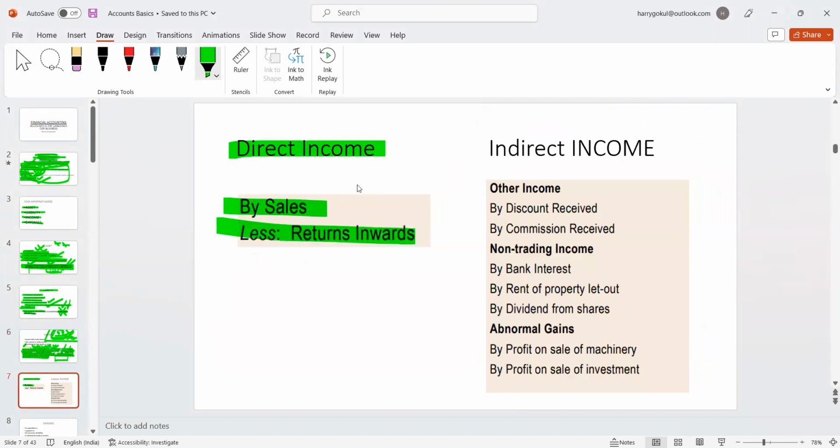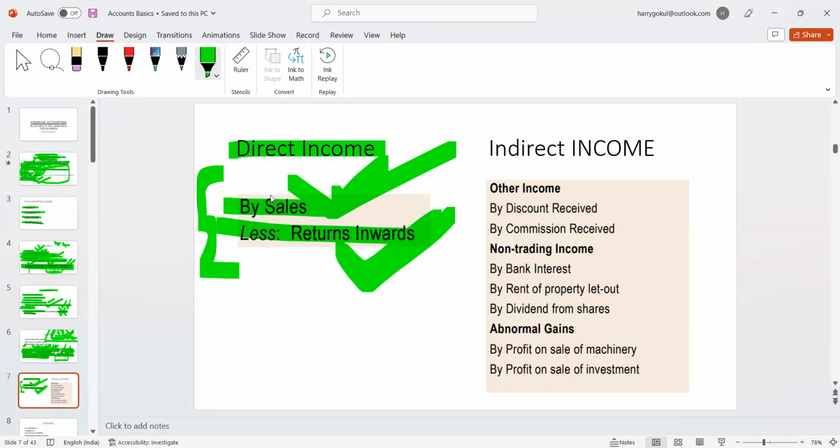I will move on to explain the assets, the classification, direct income, sales minus returns inward. If I sold a product and I got back something after that, the total amount which you received is the gross value, and what you return back will become the net value. You should take the net. That's called the sales. Sales minus the returns inward is a direct income.